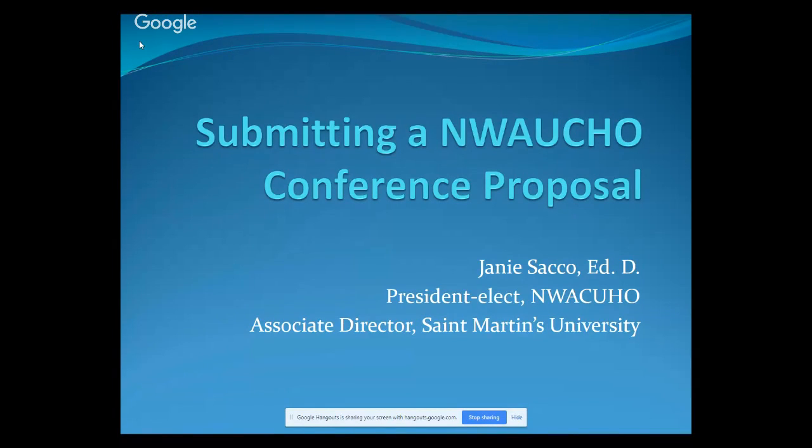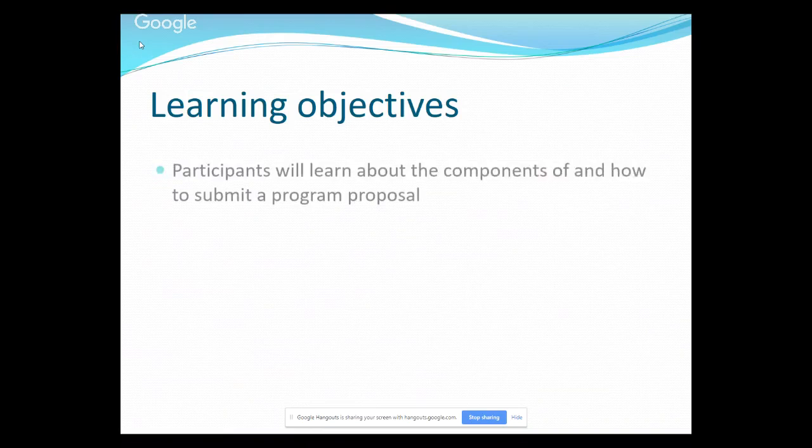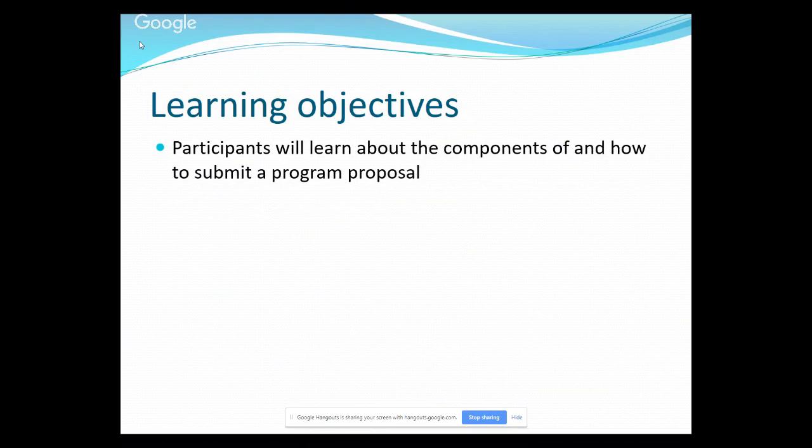So submitting a Northwest NWACUHO conference proposal. What I'm going to do is walk you a bit step by step through the document so that way you can see what goes into submitting a conference proposal. And then I'm also going to talk a little bit about universal design for learning today. So we could talk about ways to make your program a bit more accessible and how you can write that into your conference proposal. So our learning objectives for today is you're going to learn about the components of and how to submit a program proposal.